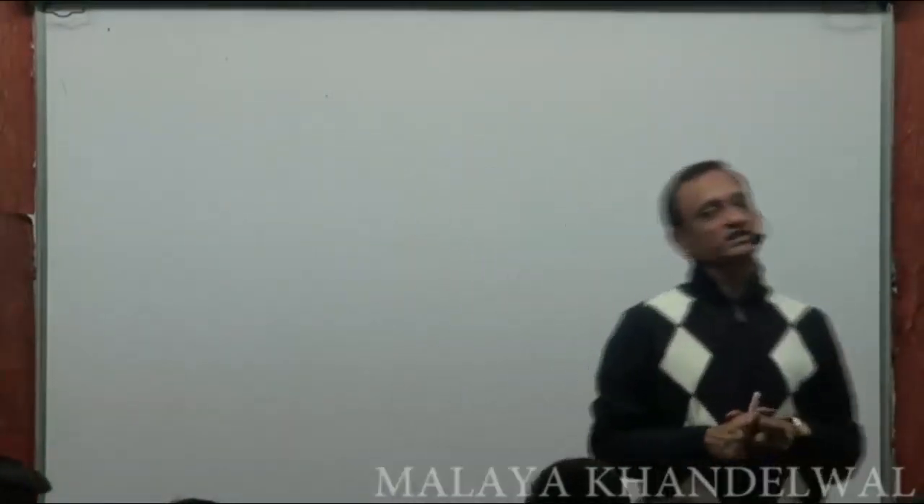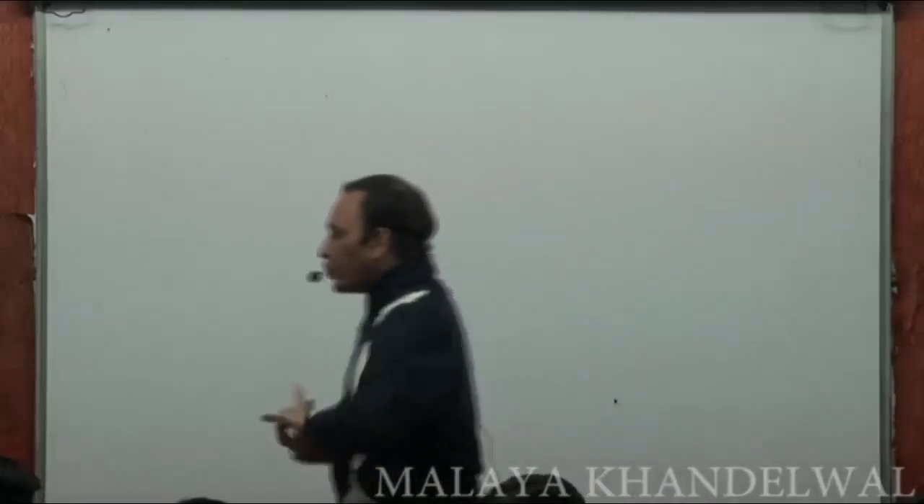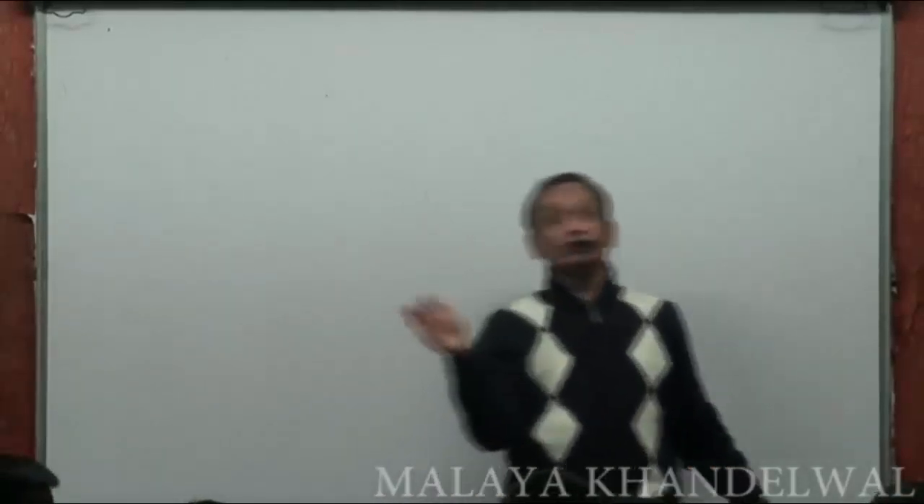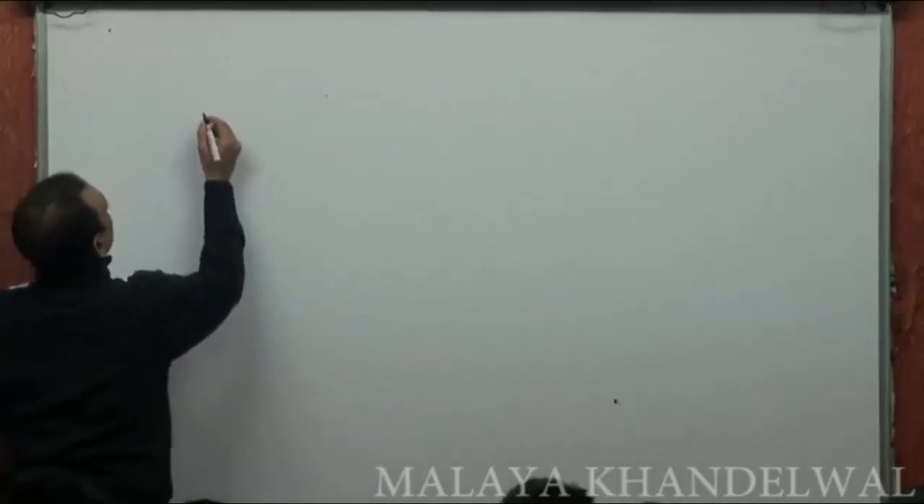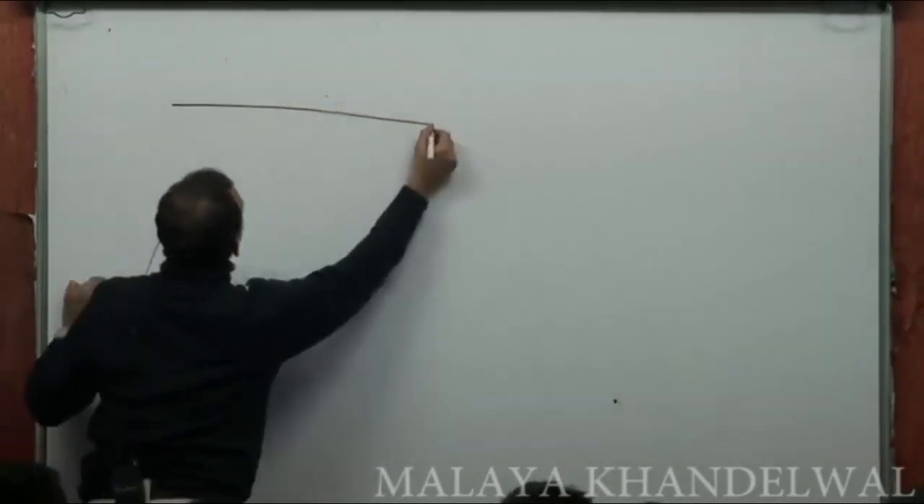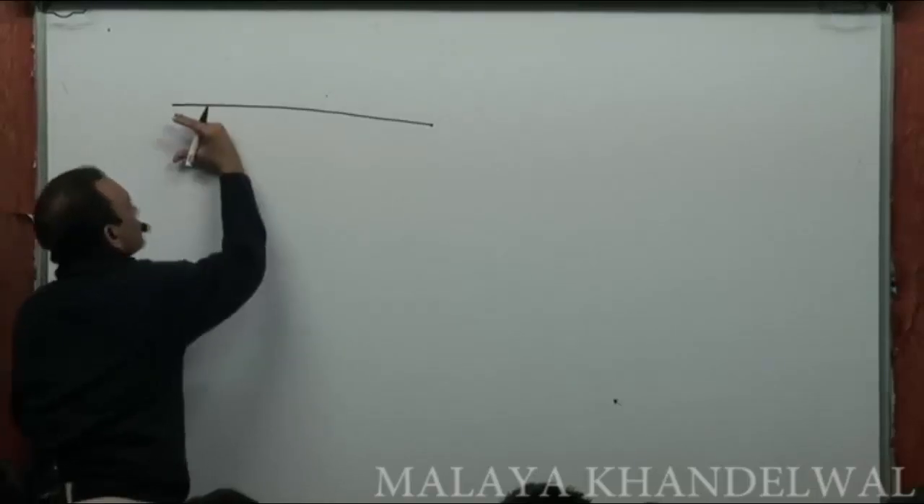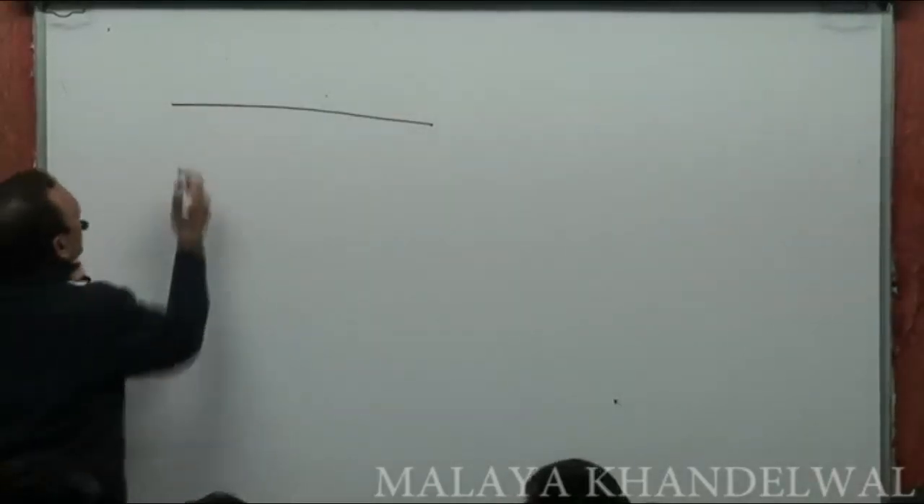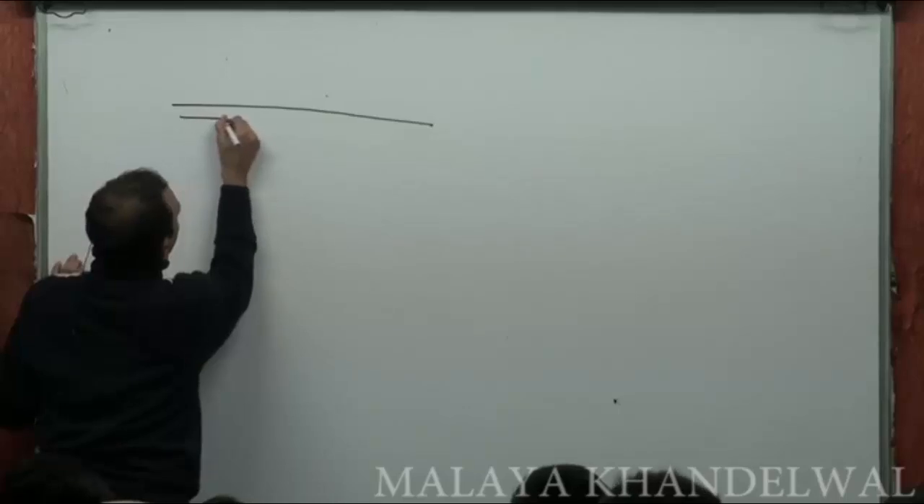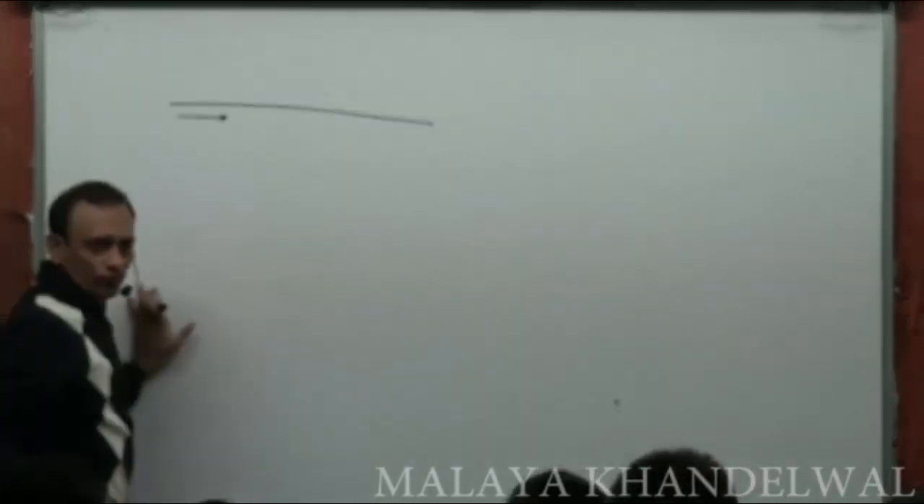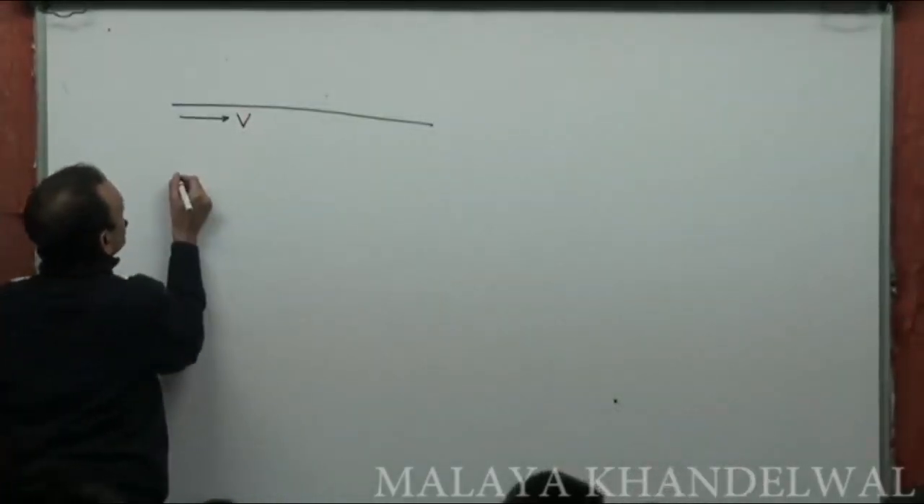Now, there are two applications that we very often talk of with regards to Bernoulli's theorem. One is an application where we measure the velocity of a fluid through a pipe. An arrangement of this kind. There is a pipe, not of a very large cross section, and there is a fluid flowing through the pipe, let's say with a velocity v.